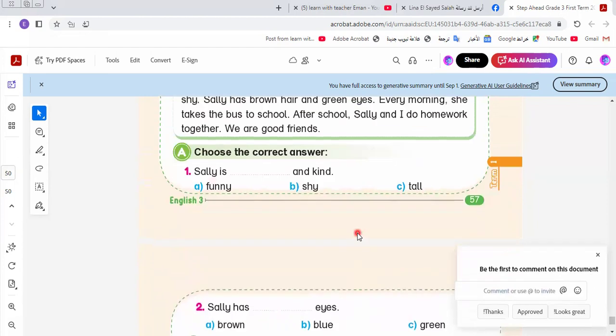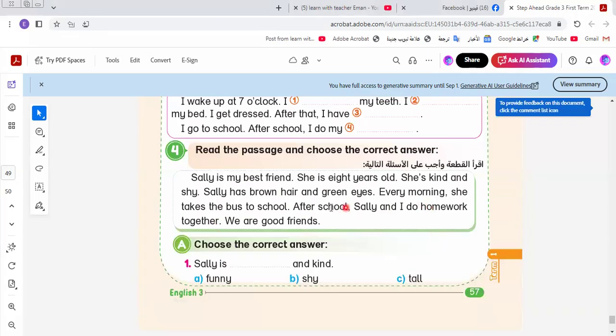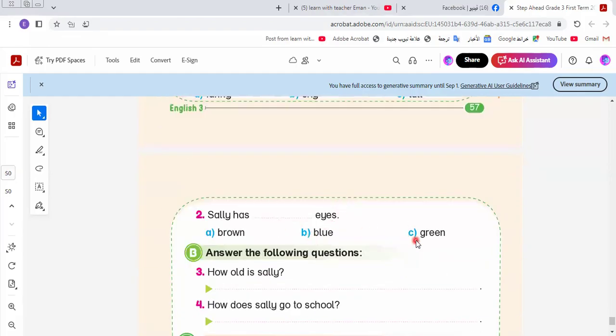Sally has what color eyes? Here it will be what? It will be green. So I select this one.